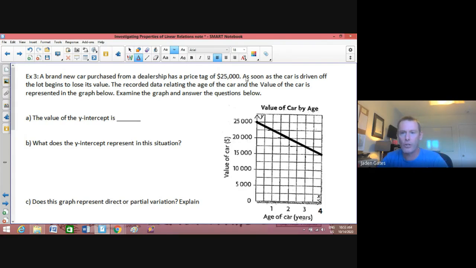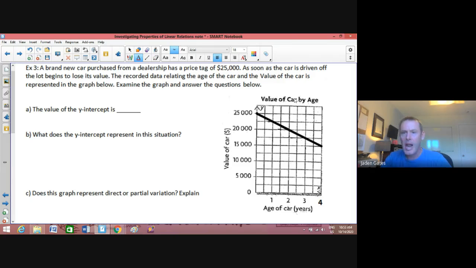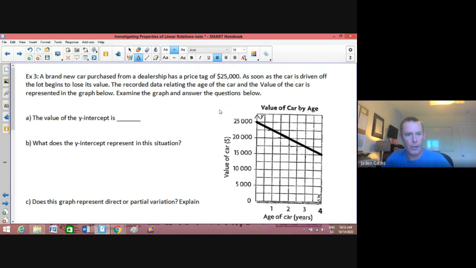because a car is the worst investment you can make, as soon as the car is driven off the lot, it begins to lose its value. So here we have a graph that talks about the age of the car and the value of the car by age. And the first question here says, what is the y-intercept?